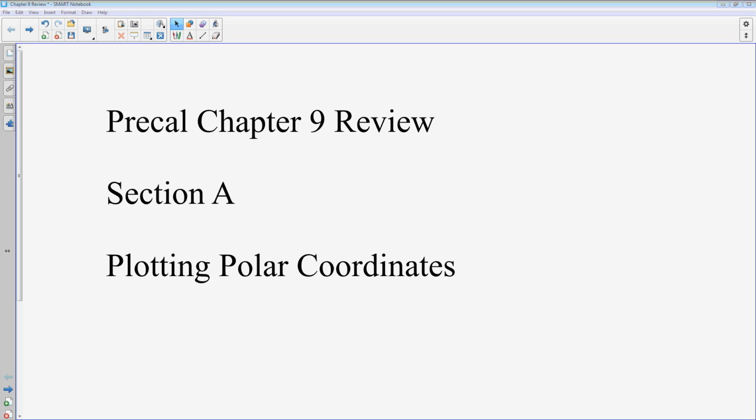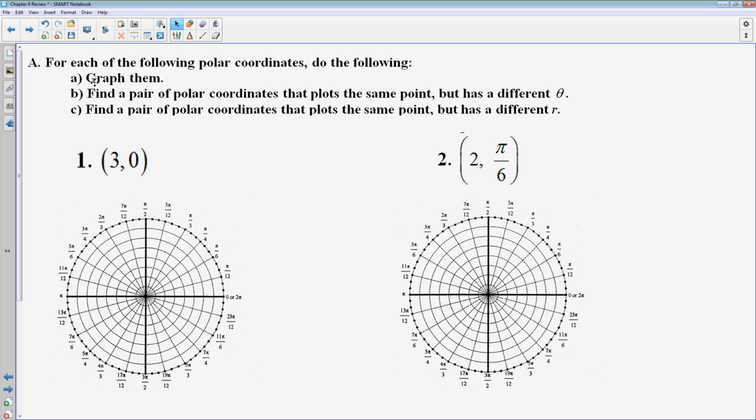Okay, looking at our Chapter 9 review here, this very first section is converting or plotting polar coordinates. So here's some points and directions to graph them, and then find a couple of other polar coordinates that plot the same point but have a different theta and r. Remember that your polar coordinates, even though that looks like an xy, that is actually an r and a theta.